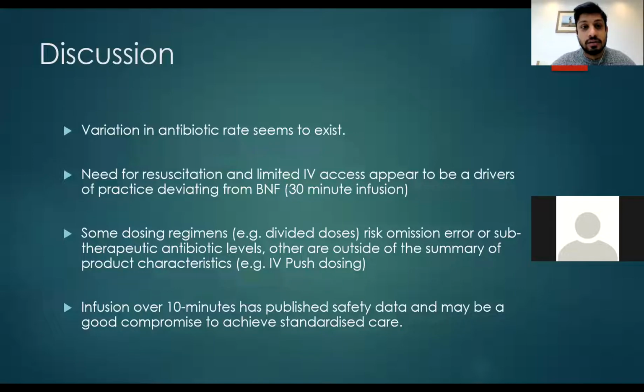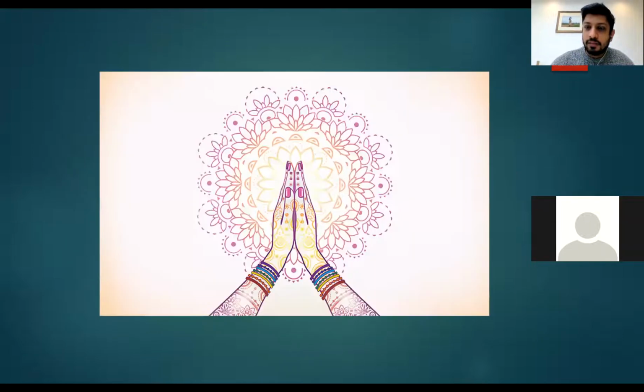And so on the basis of all of this, it's one of the things that's been instituted at Addenbrooke's for the last year, with no adverse events, and reported to be quite well tolerated and liked by the nurses and clinicians. So yeah, thank you very much.